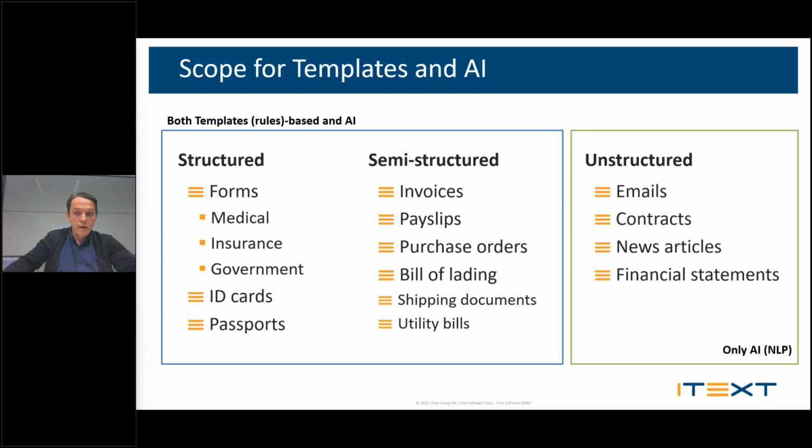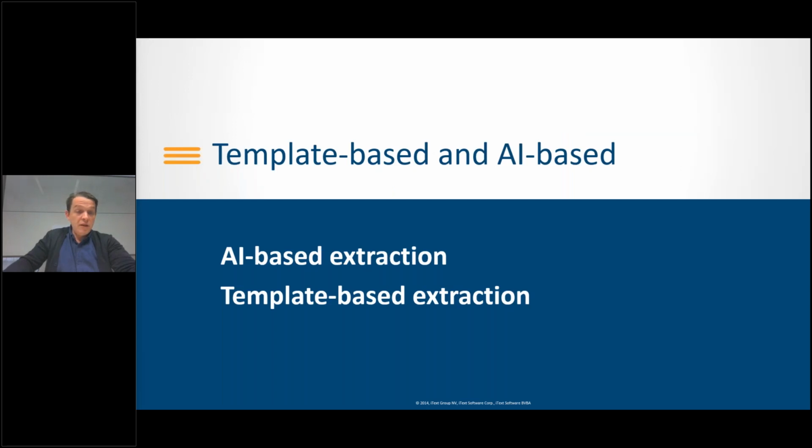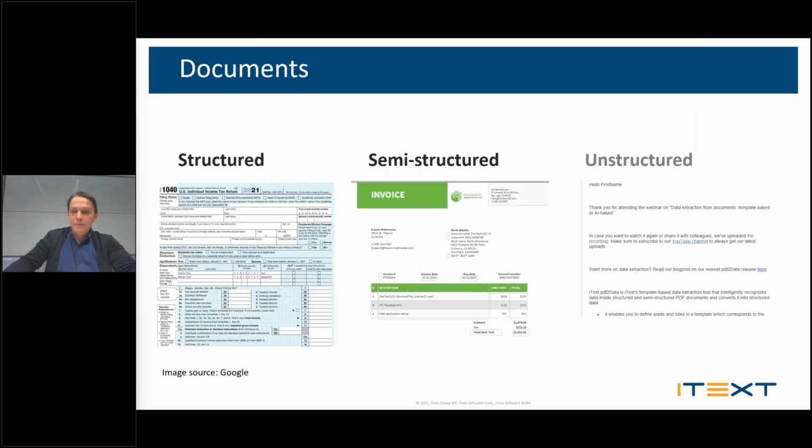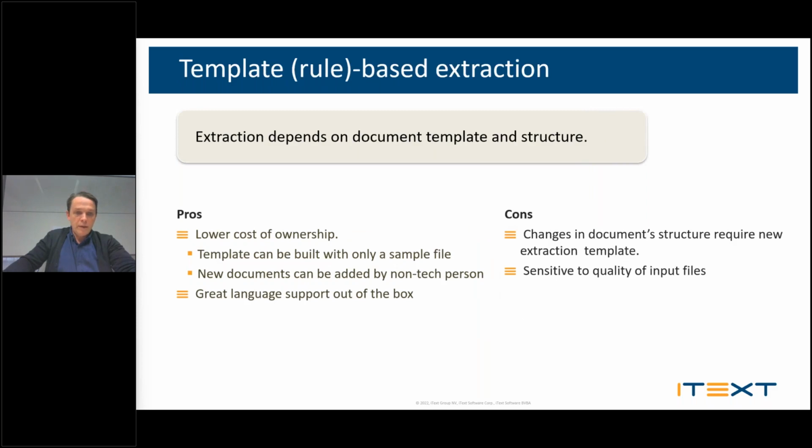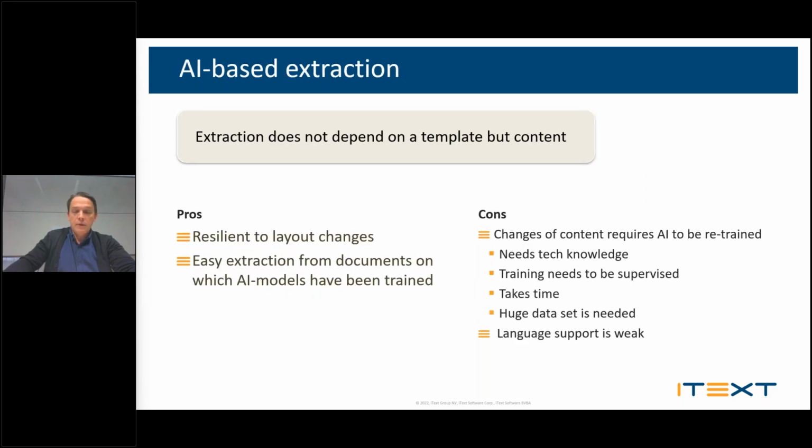So we can compare, and believe me or not, there is no simple answer as to which one is generally better. Each has its own advantages and disadvantages. Again, this is only for structured and semi-structured documents. AI won the battle for unstructured documents. Just a quick reminder, structured documents are forms, semi-structured are invoices, utility bills, and so on. And we'll compare template-based and AI-based extraction for structured and semi-structured documents.